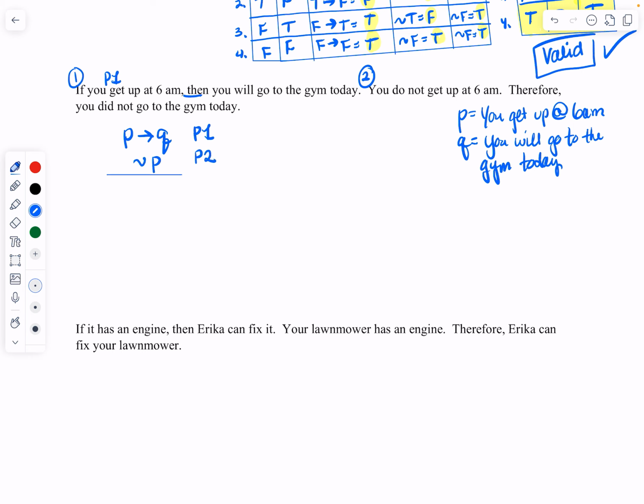Now the next line says therefore, so I know that's my conclusion. And whatever falls after therefore is the conclusion. You did not go to the gym today. So you did not go to the gym today is negation Q.